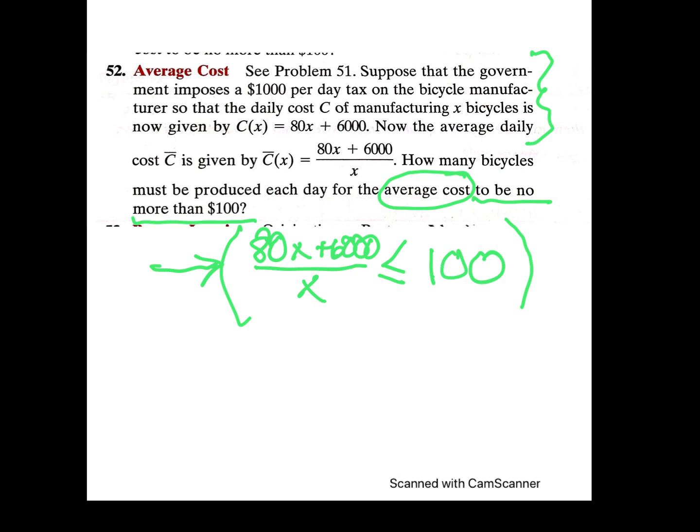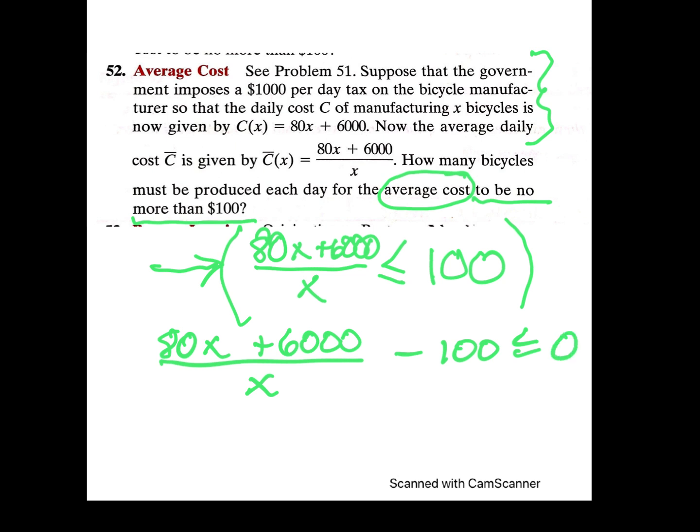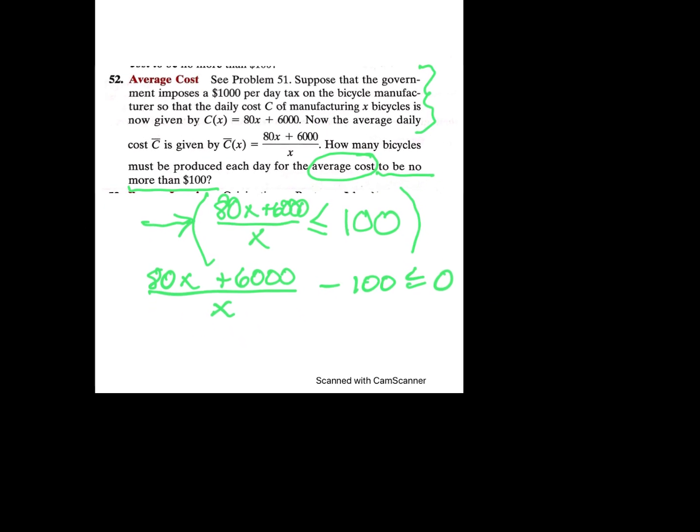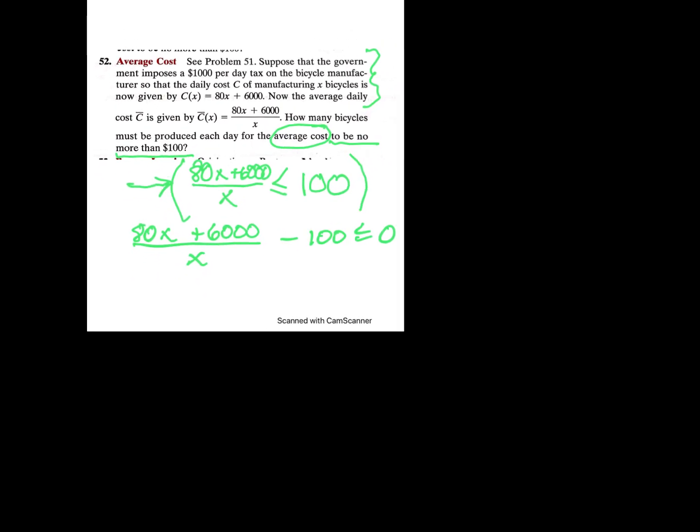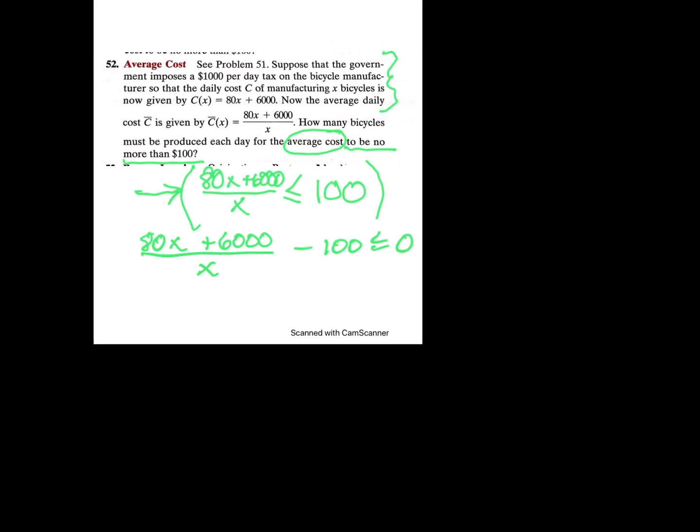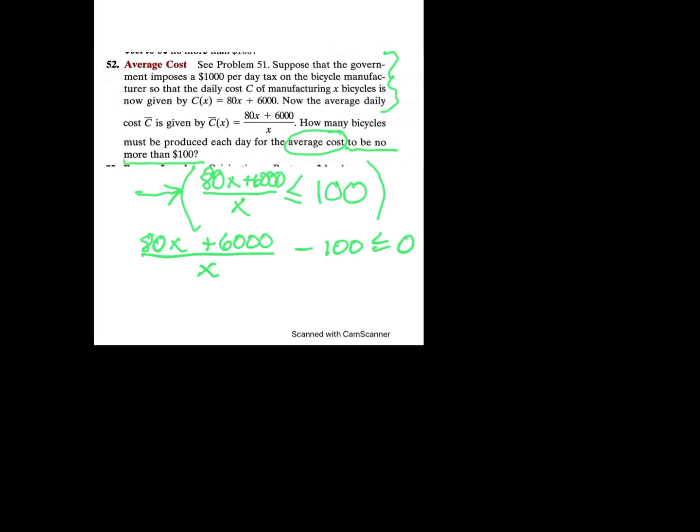You have to go about it in the way of doing 80x plus 6,000 over x minus 100 is less than or equal to 0. Now, by making it less than or equal to 0, we'll eventually be able to use the zero product property. So I'm going to shrink this a little bit, and we'll just keep solving the problem at this point.